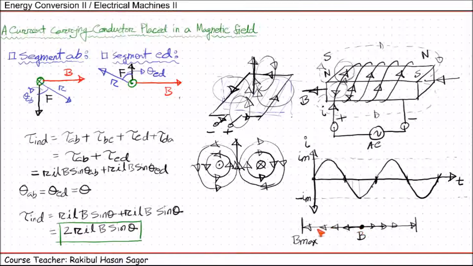Now what will be the frequency of changing B? It will have exactly the same frequency as we are having for supply current. So the frequency of B will be equal to the frequency of the supply current, and the magnitude of B depends on the magnitude of the supply current. These concepts will be used while designing AC machines.